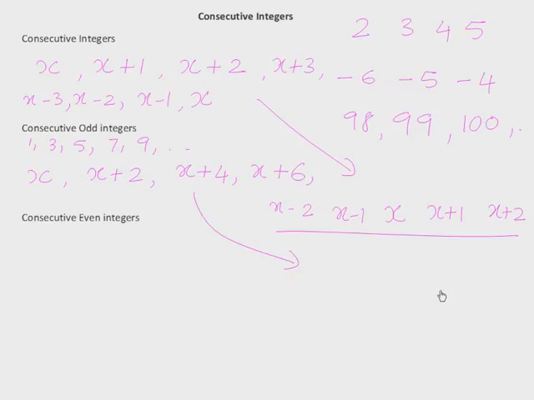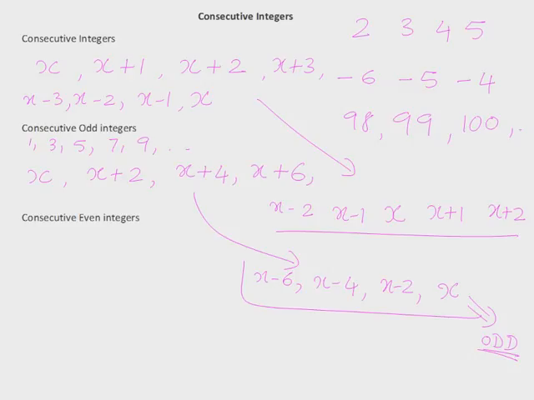Or if x is an odd integer, x minus 2 would be the one before that, x minus 4 would be the one before that, and x minus 6 would be the one before that. So as long as you have jumps of 2 and you specify that x is the first of the odd integers, each of them is obtained by adding or subtracting 2.